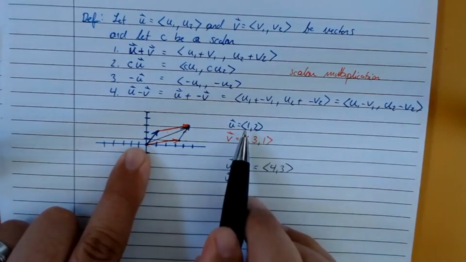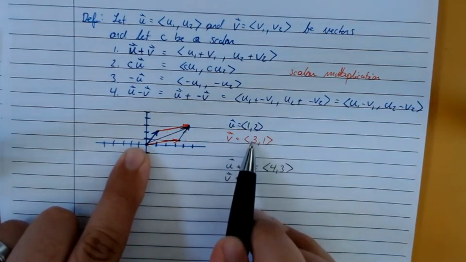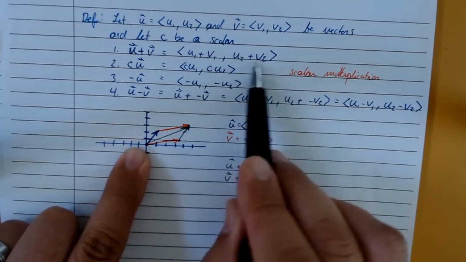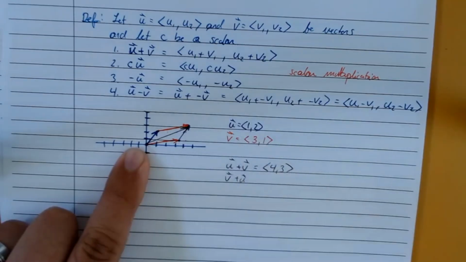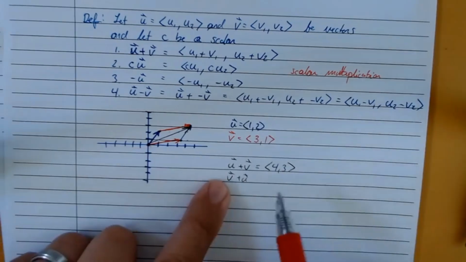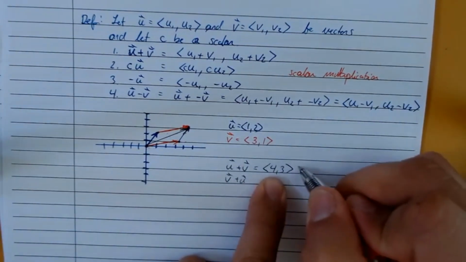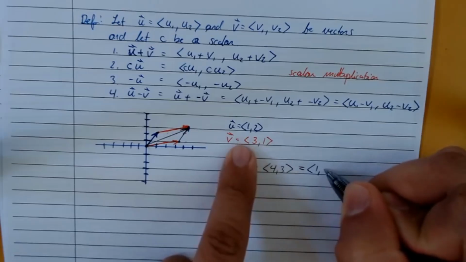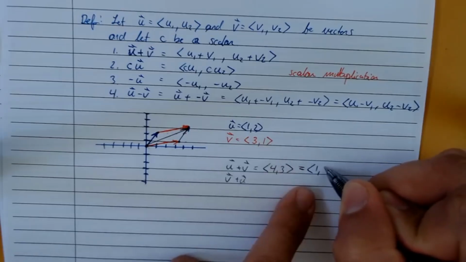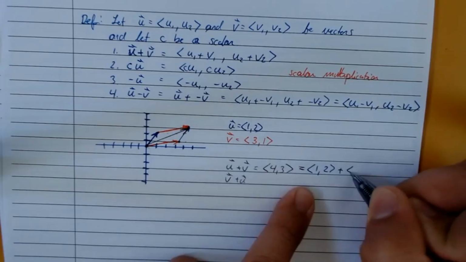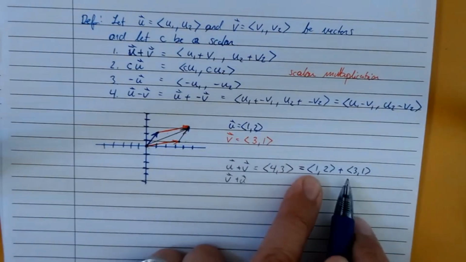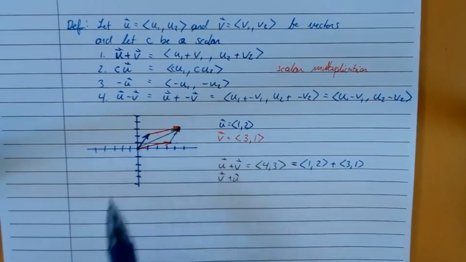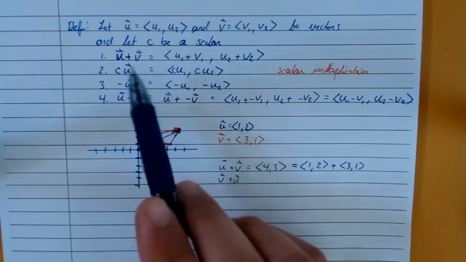Oh, but notice, adding the two first components gives me the first component. Adding the two second components gives me the second component. So here, u plus v, 4, 3, really just meant we're adding together 1, 2 plus 3, 1. 1 plus 3 gave me 4, 2 plus 1 gave me 3. So this is a geometric visualization, a geometric interpretation of vector addition.